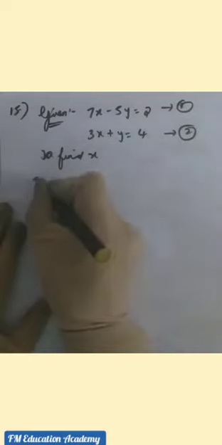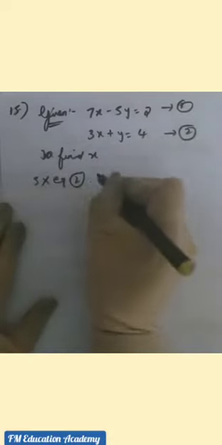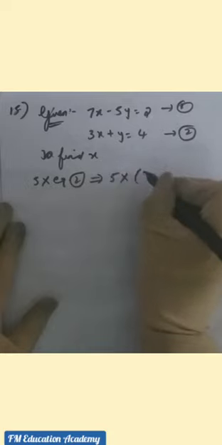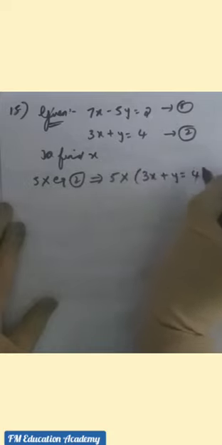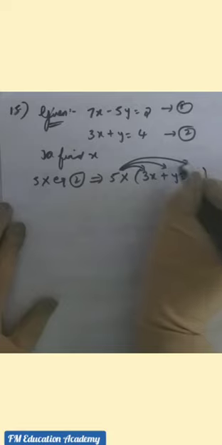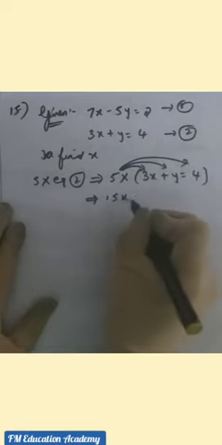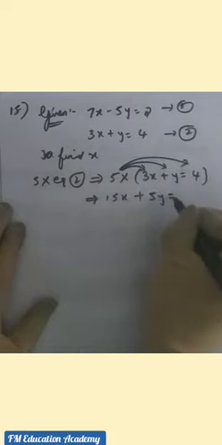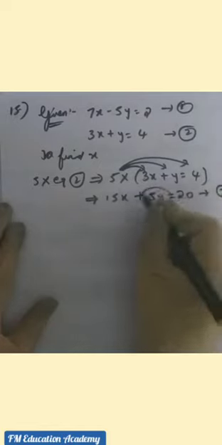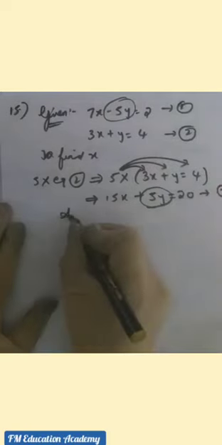What can we do? Multiply equation 2 with plus 5. So plus 5 into equation 2 means plus 5 into 3x plus y is equals to 4. Now multiply with each term. 5 3s are 15x. Plus 5 into y is 5y is equals to 5 4s are 20. This is my third equation. Now here I have plus 5y and here I have minus 5y. So I can add equations 1 and 3. Add equations 1 and 3.